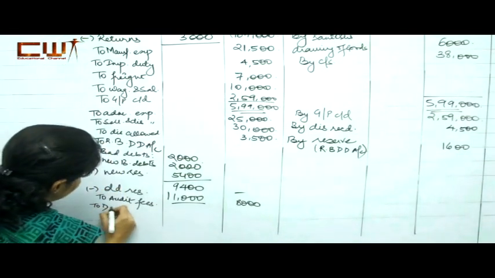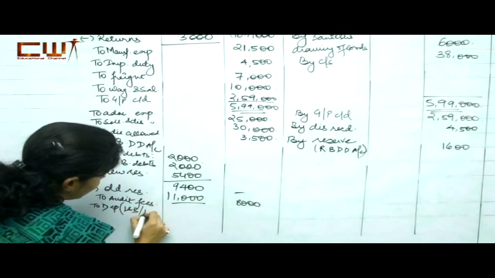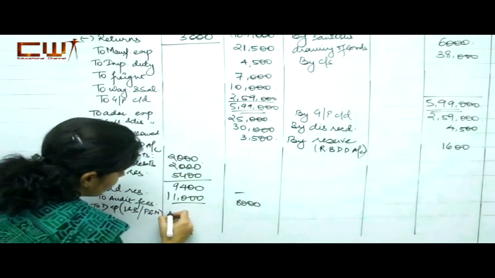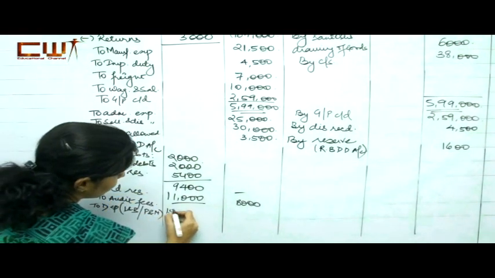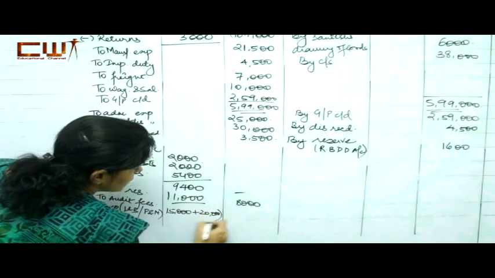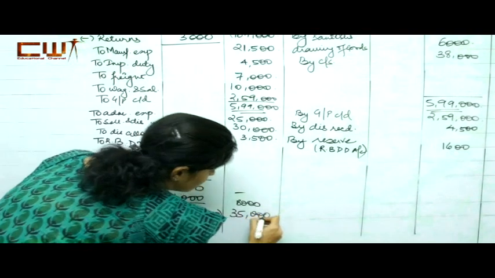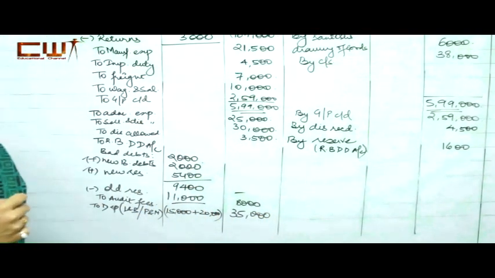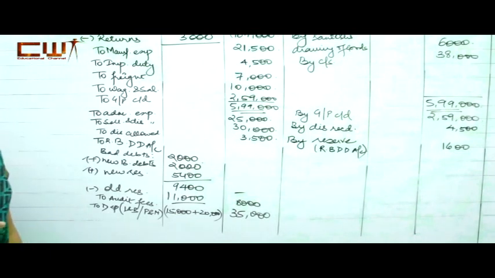So depreciation on land and building and plant and machinery both. You have 15,000 and 20,000. 15,000 plus 20,000, so that will be how much? 35,000. So that is the depreciation amount that you have calculated. Anything else that needs to be mentioned? Discount you have written, gross profit has come.